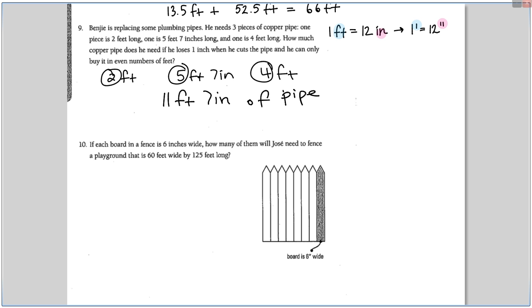He loses 1 inch every cut, and he's going to have 3 pipes, so he'd probably make 3 cuts. So that's add 3 inches for those 3 cuts, 11 feet 10 inches, and he can only buy it in even numbers of feet, so he'll probably buy a 12-foot pipe. Buy a 12-foot pipe, make his cuts, and there'll be a little bit left over.